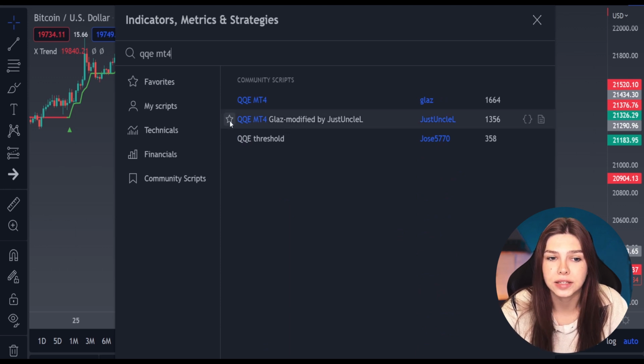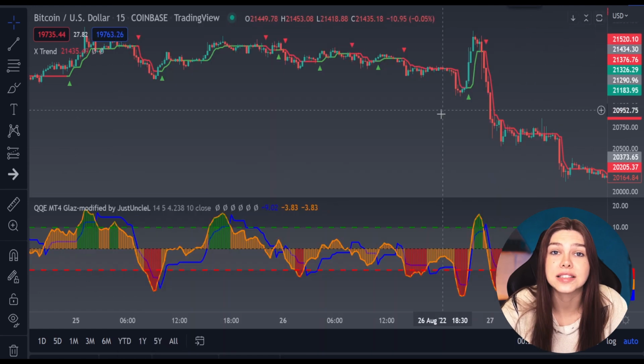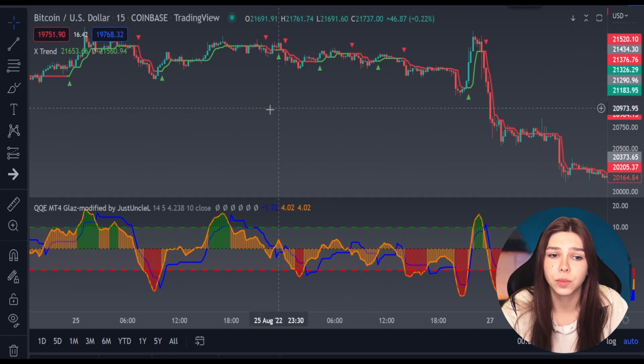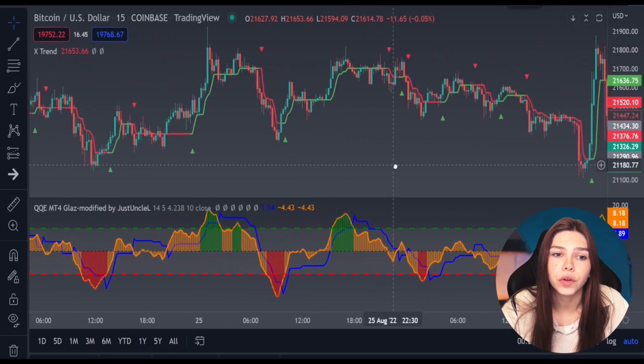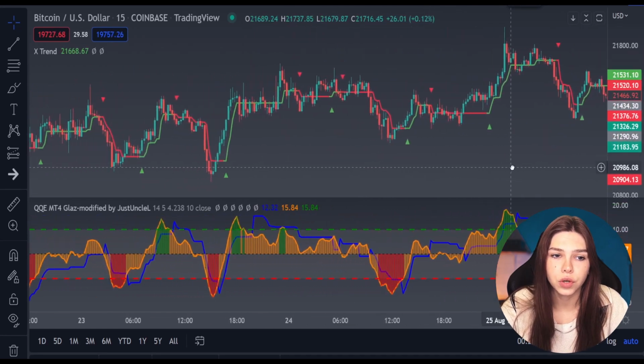Double QE MT4 indicator. Again, this indicator is not used much by people, so this is also a nice secret indicator that is going to help us find buy and sell positions. We don't need to modify this indicator. Alright, if you follow the steps, your chart now looks the same as mine. We can now start with the rules of this strategy.